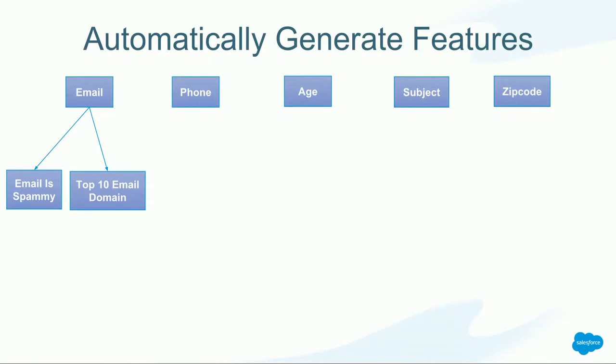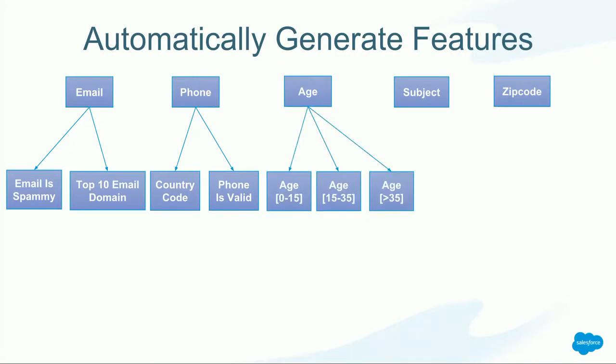For example, with email addresses, we can do email-like transformations. We can check, is this a spammy email address? We can look it up in a database and do spam scoring on it. We can look at the email domain, pivot out the domains, and keep track of the top 10 ones. For phone numbers, we can check the country code and get geolocation information from that. We can check, is this a valid phone number or not? For numeric features like ages, we can automatically bucketize these into different demographic groups, for example.